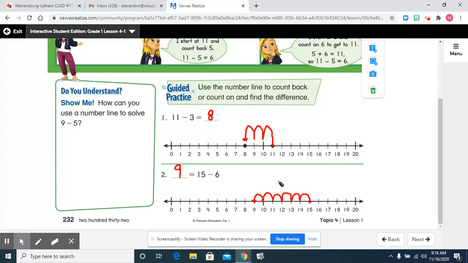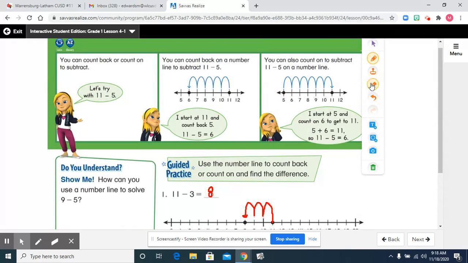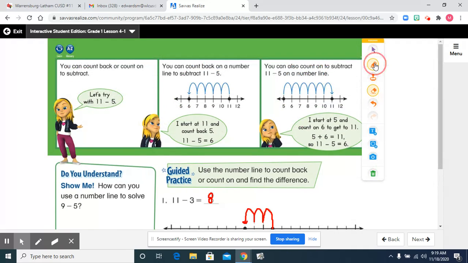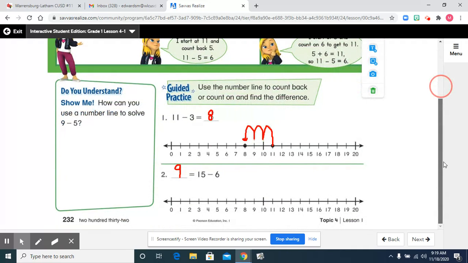Now, if you wanted to use the other way, the other strategy, you could count on. I'll show you really quick how to count on if you want to use that way. Okay, you'll still get the same answer. It's just a little bit different. Like I said, if you don't understand, then you don't have to use it. Okay, now if you're counting on, you're going to start with the smallest number in the equation, which is 6. So you put a dot on 6.